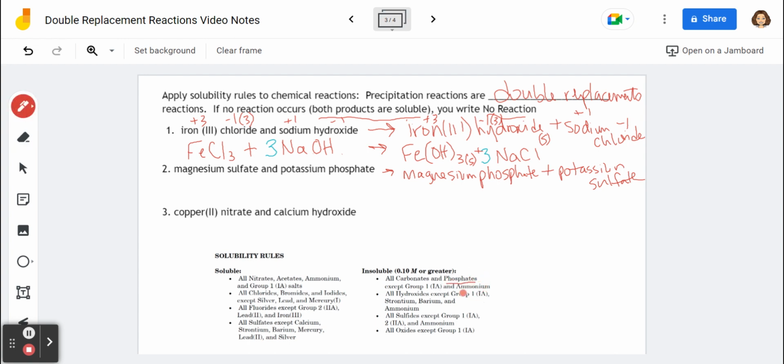Phosphates are insoluble except group 1, strontium, barium, and ammonium. Oh no, sorry, except for group 1 and ammonium. So magnesium is in group 2, so that means this would be our solid precipitate.